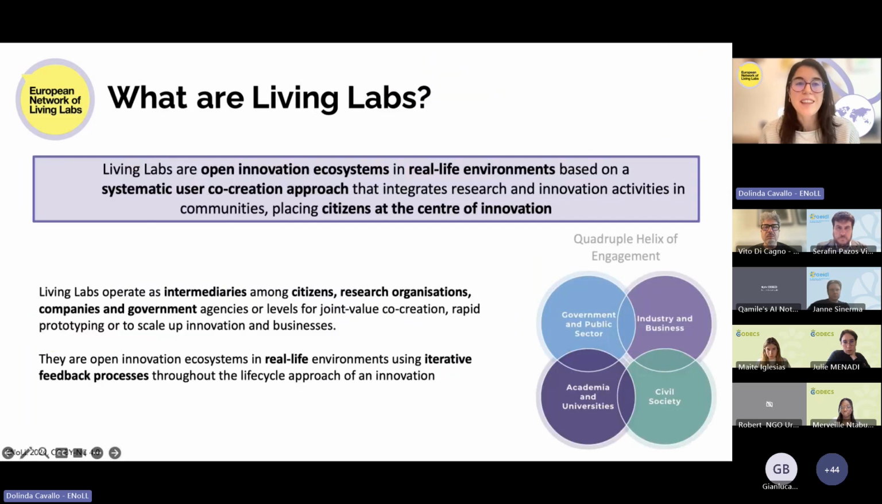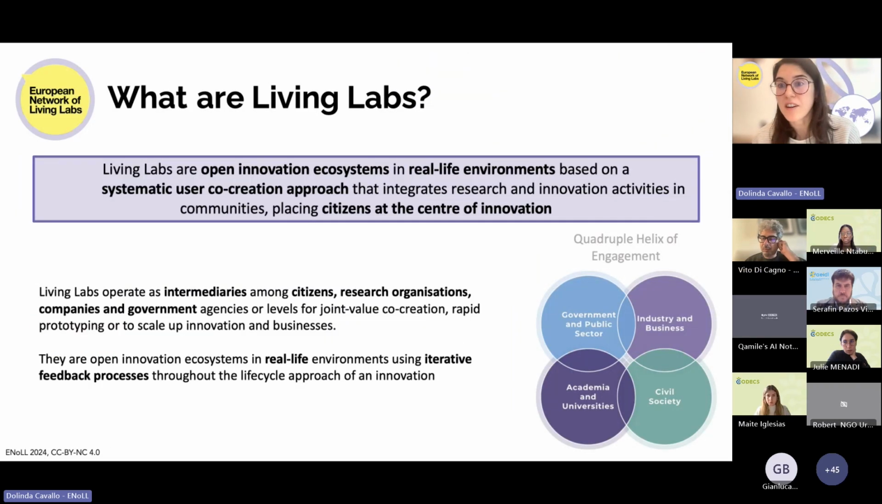Then we can see here what living labs are. It's always important to start from a specific definition that we apply, and in ENOL we define living labs as open innovation ecosystems in real-life environments based on a systematic user co-creation approach that integrates research and innovation activities in communities, placing citizens at the center of innovation. So in this definition, we can see how living labs operate as intermediaries among different stakeholders, specifically focusing on the quadruple helix engagement.